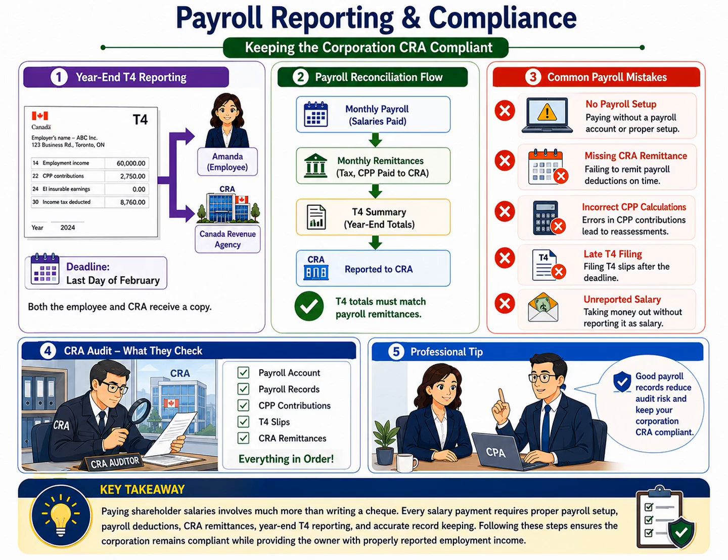Before it is filed, the corporation should reconcile its payroll records to ensure everything is accurate. The total salaries paid during the year should match the payroll records, the payroll remittances made to the CRA, and the amounts reported on the T4 slips. Any differences should be investigated and corrected before filing. Maintaining accurate payroll records throughout the year makes this reconciliation process much easier.